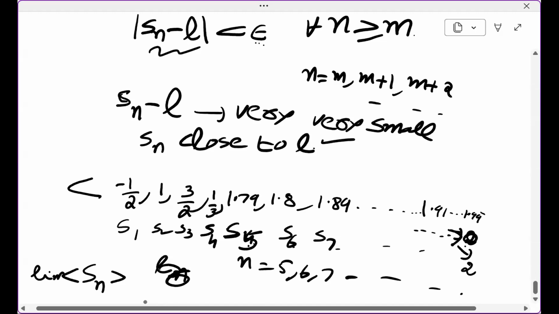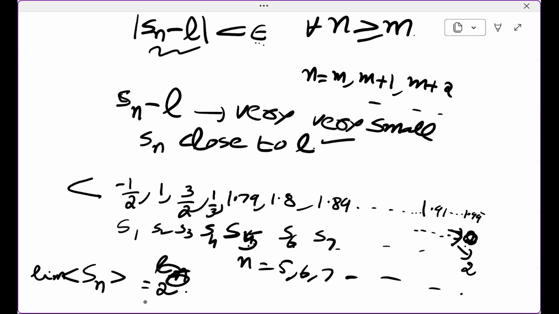The limit of the sequence is said to be some real number L, provided that sometimes from the beginning, from n equal to 1 onwards, it may be close to L. Sometimes in the beginning we are not able to predict, but afterwards it is following and moving towards this. So this is the required limit of the sequence.